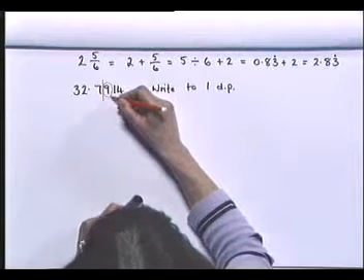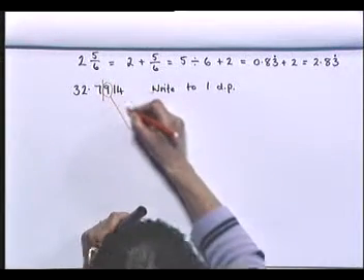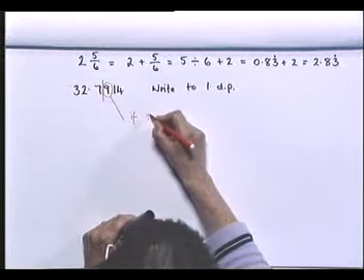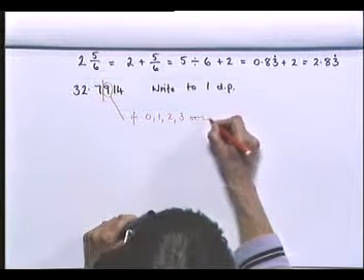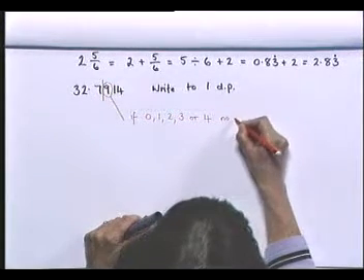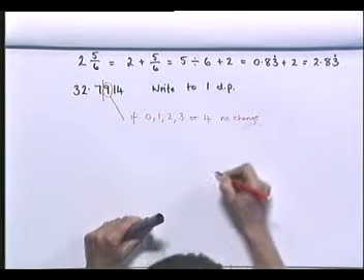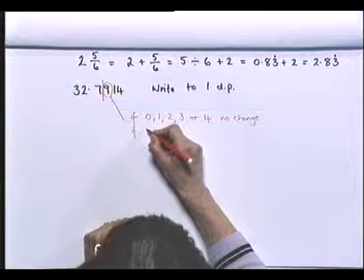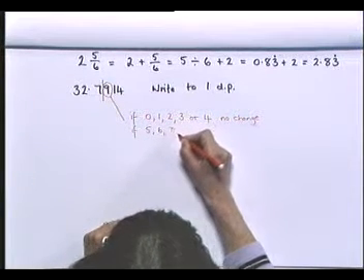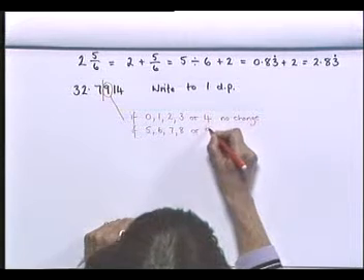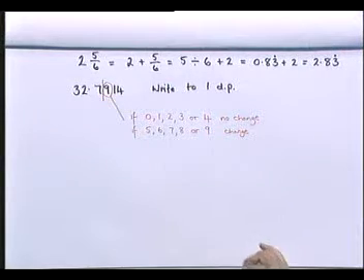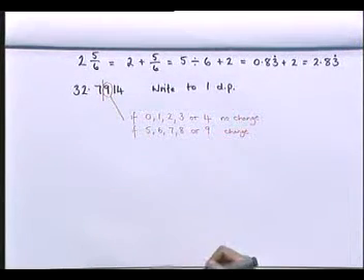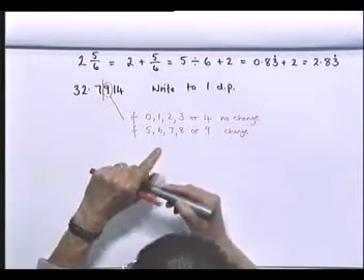Now let's have a look at the rules for whether we change it. If this digit is a 0, 1, 2, 3, or a 4, there'll be no change to the 7. But if it's a 5, 6, 7, 8, or a 9, then we need to change that 7. Well, let's have a look. We've got a 9, so that 7 is going to be affected.